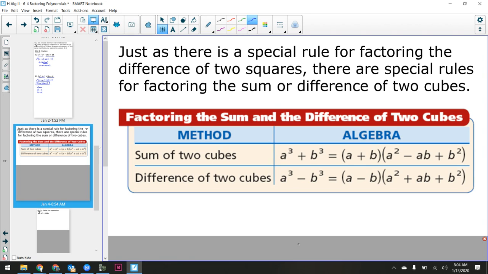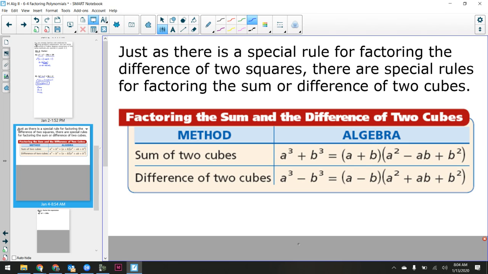All right. So here's how we factor sum and difference of cubes. First of all, they have to be cubes. They have to be perfect cubes. So what we're showing here is two terms that are something raised to the third power, right?